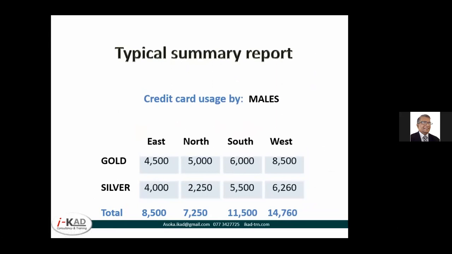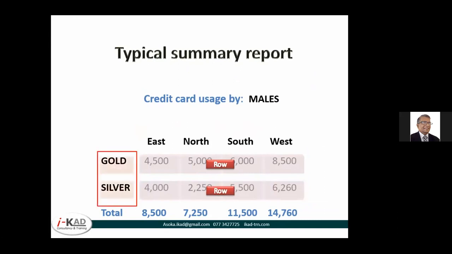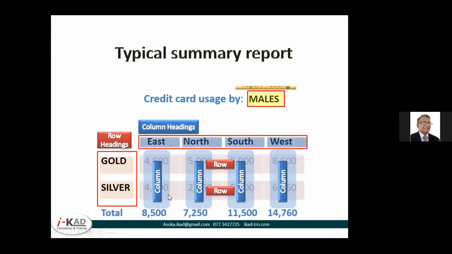This is a typical summary report. If I may take you backward from a summary report to a pivot table, because it's actually based on this. What are these? These are called rows. In a summary report, you can have row headings. So remember, these are called row headings. Why? All the items in this row are gold items. These are silver items. So it's a row heading. And these are columns and these are column headings. And this is called the report heading.